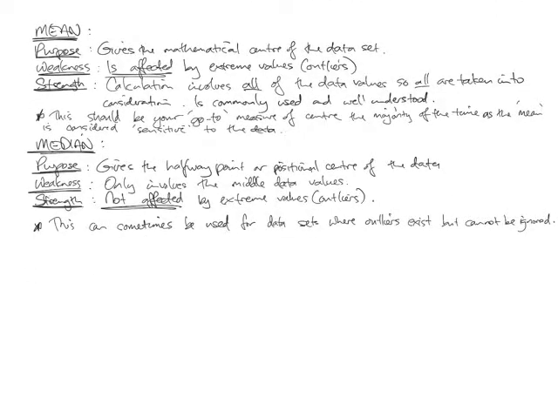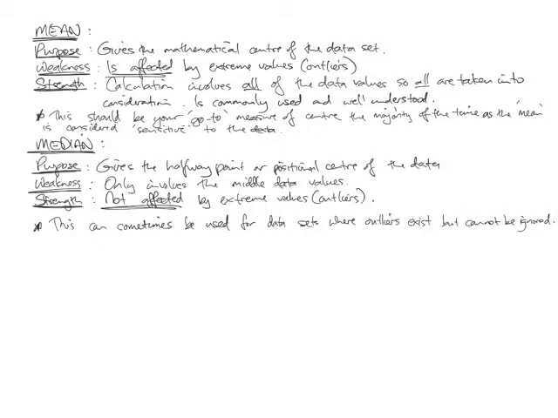The mean, on the other hand, is another measure of center. What's its purpose? It gives the mathematical center of the data set. What's a weakness of it? It is affected by extreme values such as outliers. What's a strength? The calculation involves all of the data values, so all are taken into consideration. It's commonly used and is well understood, and so really this should be your go-to measure of center the majority of the time. And why? Because the mean is considered to be sensitive to the data. It's sensitive to the data because it involves all of the data values.